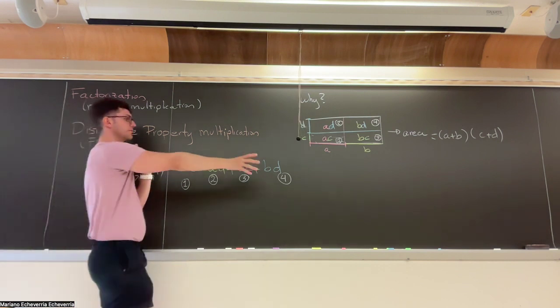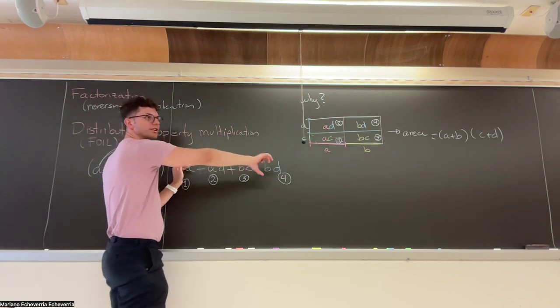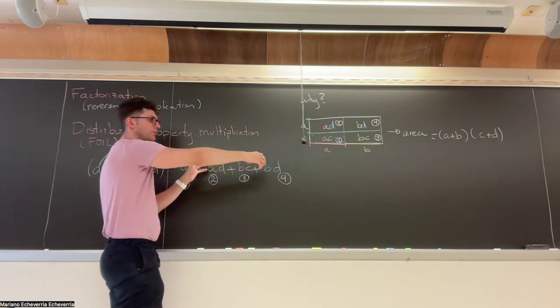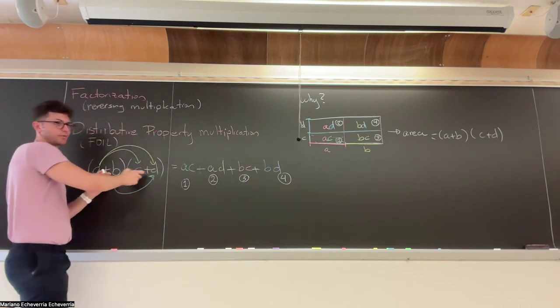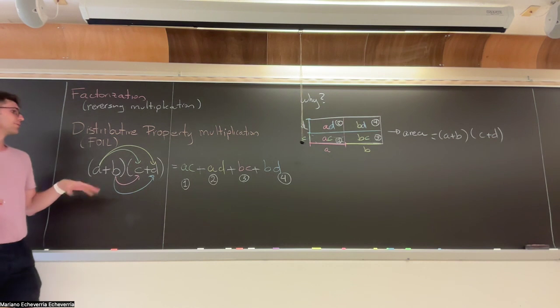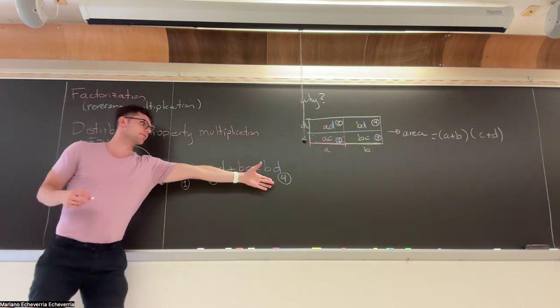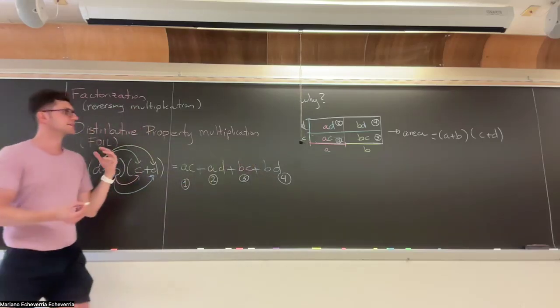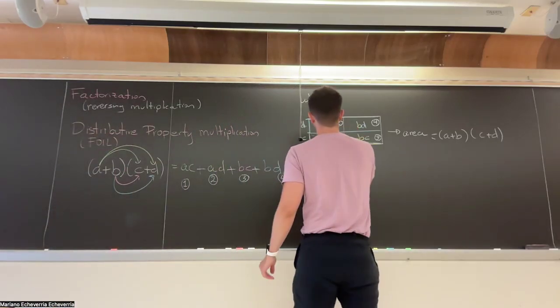Rather, in practice you start with a bunch of terms and you want to regroup them in a way that looks like a product of two sums. So the way we want to use this property is not going from the left side to the right side, but going from the right side to the left side. So in practice, this is how it would look.